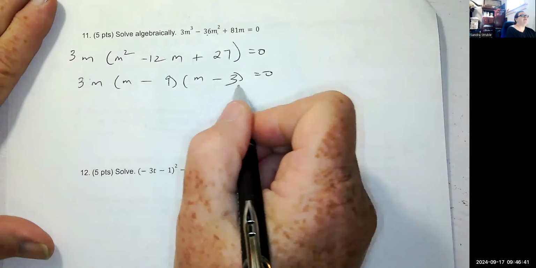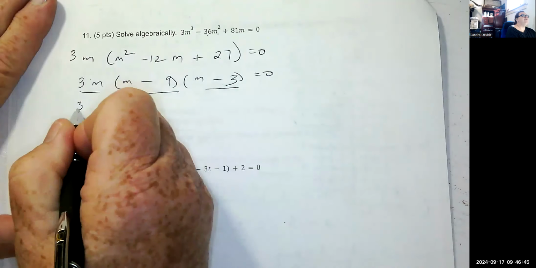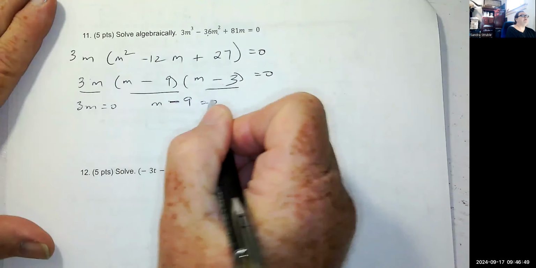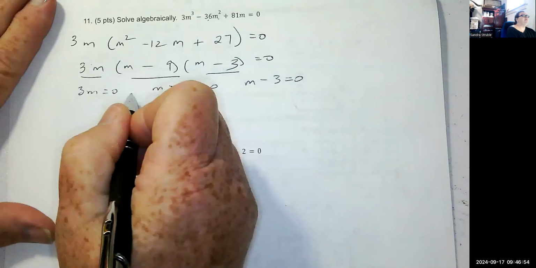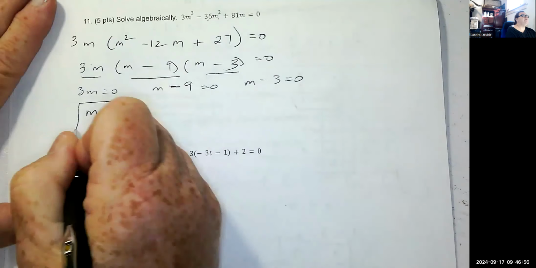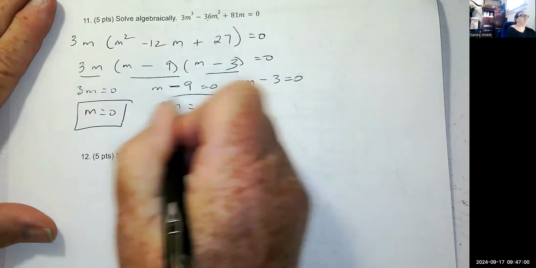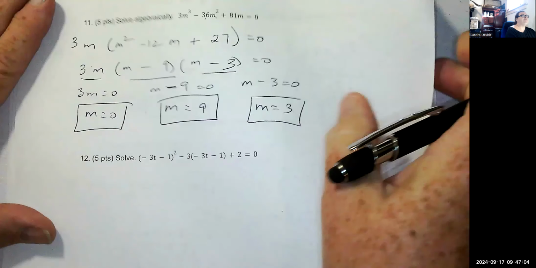All right, once I get my 3 terms, I have to set each one of these equal to 0. So 3m equal to 0, m minus 9 equal to 0, and m minus 3 equal to 0. Divide both sides by 3, I get m is equal to 0. There's one answer. Add 9 to both sides, I get 9 as an answer. And add 3 to both sides, I get 3 as an answer.